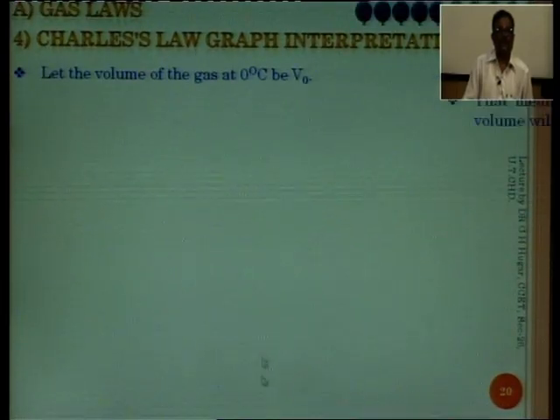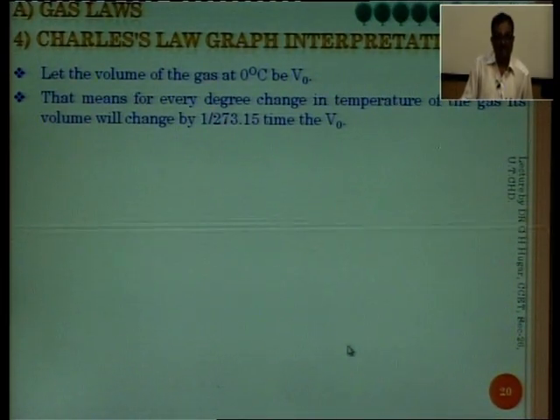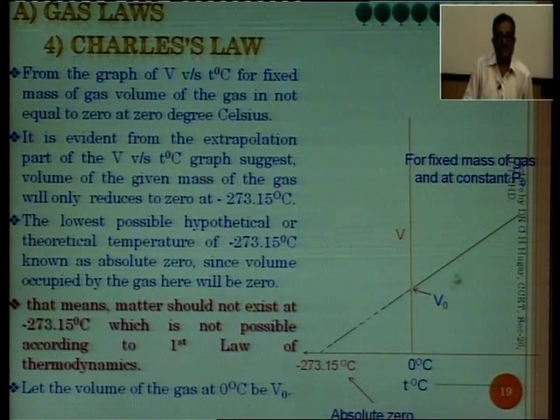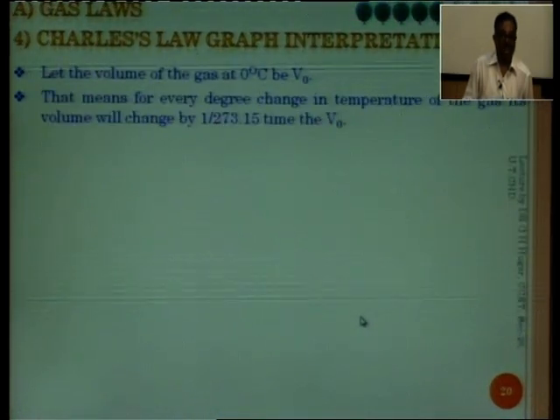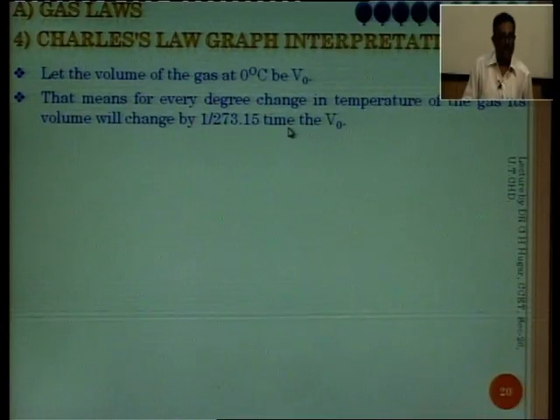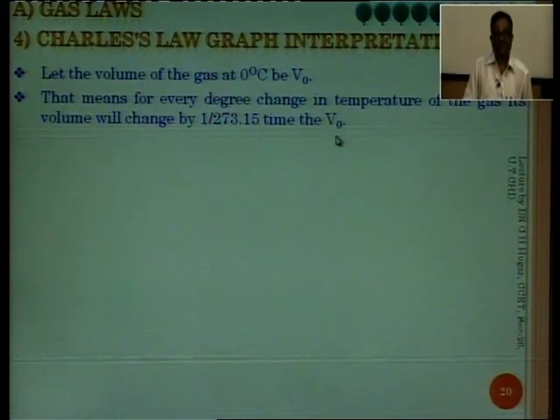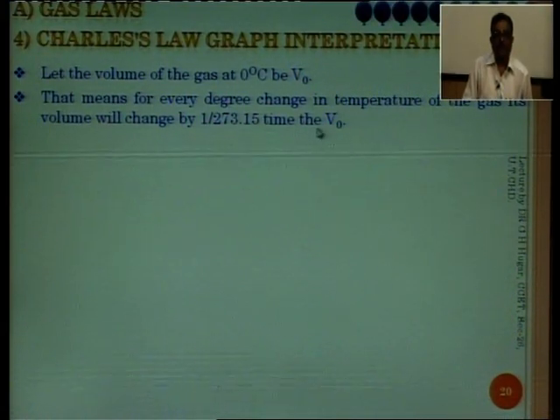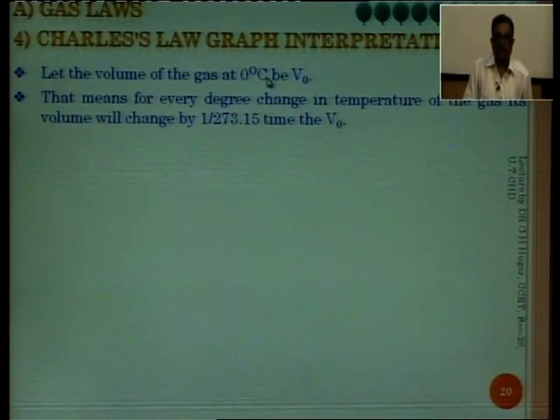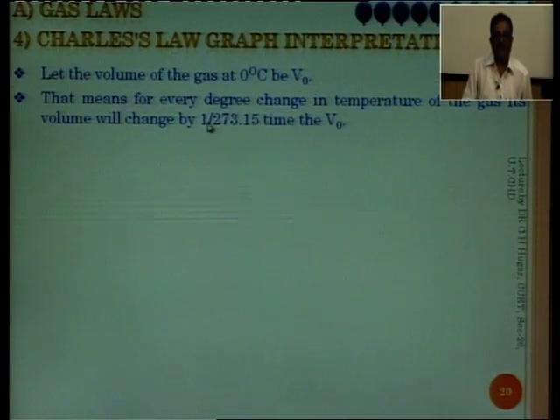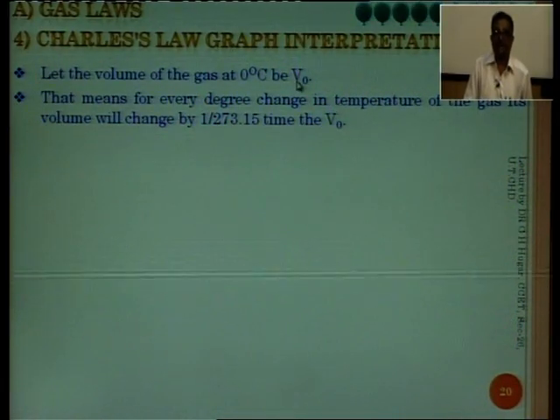This is useful for us to define, and from this graph, when you see practically, for every 1 degree rise or 1 degree fall in temperature of a given mass of a gas at constant pressure, its volume changes by 1 divided by 273.15 times the volume of the gas at 0 degree Celsius, where V naught is the volume of the given mass of a gas at 0 degree Celsius.